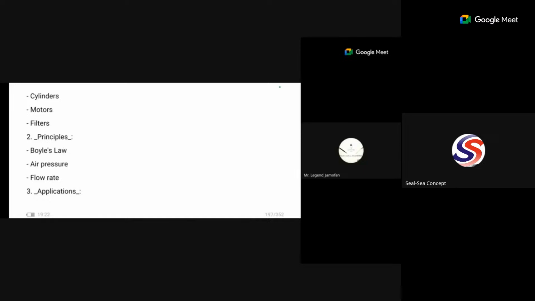The principles. These also work on the principle of Boyle's law. Do we remember Boyle's law? Yes, sir. Okay, can you help with that? Boyle's law says that in a system, provided that temperature and other physical properties remain constant, the pressure of a given mass of gas is inversely proportional to its volume. You have P1V1 equal to P2V2.